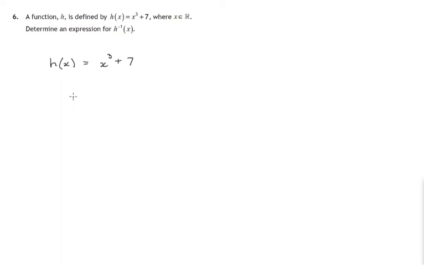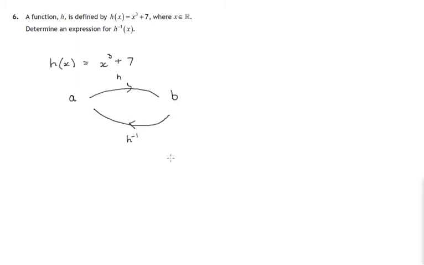Suppose we have a, and h sends a to b. Then h to the minus 1 would start with b and send it back to a.